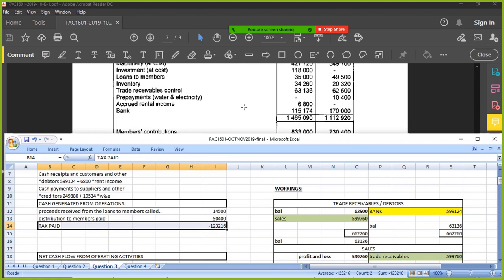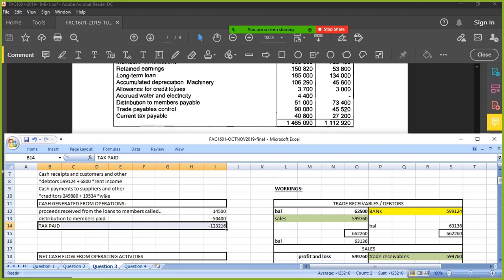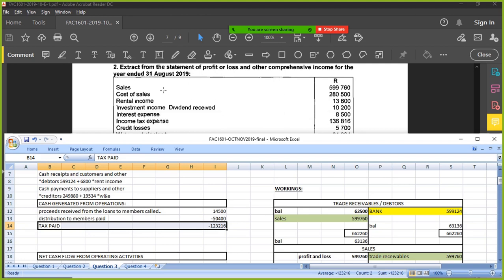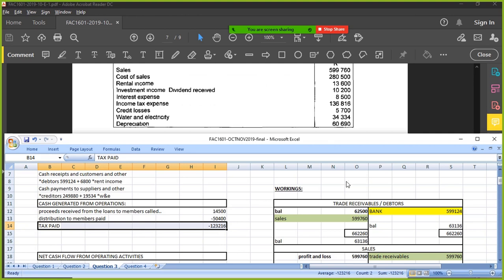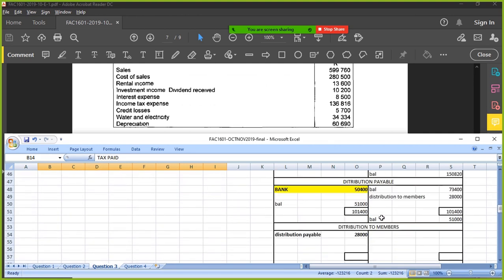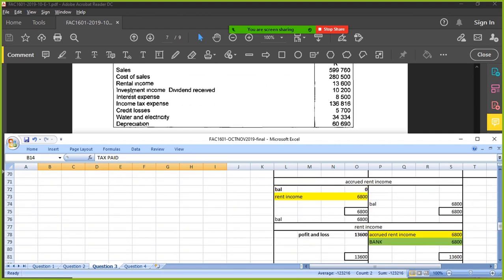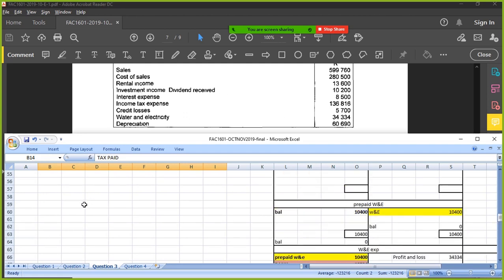Go back to the top. Okay, we looked at all of this. We are here. Current tax. Okay, I looked at current tax payable. Brilliant. Okay, sales did I look at? Yes. Cost of sales did I look at? Yes. Rent income did I look at? I think I did. Let me double check. Rent income, yes, we did. Okay, investment income, dividend received, we didn't look at, so that's an easy mark.